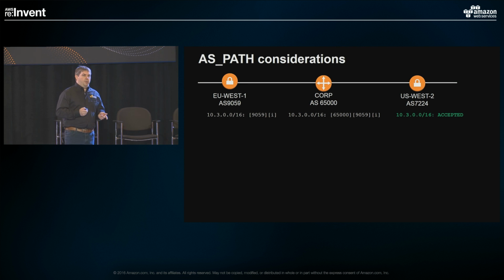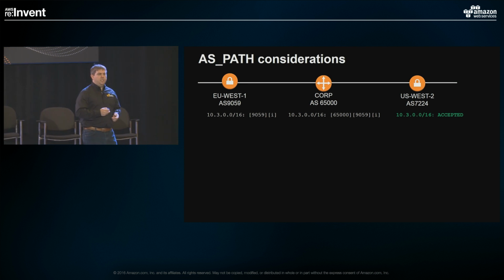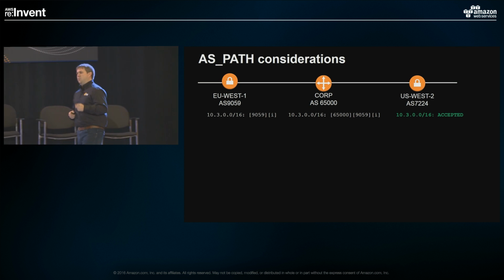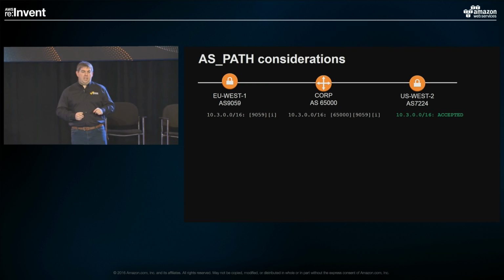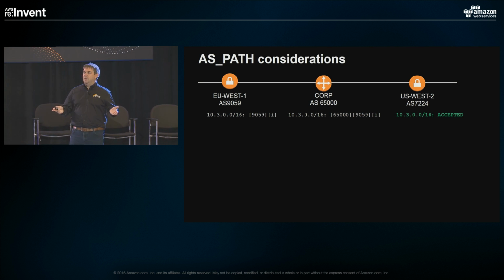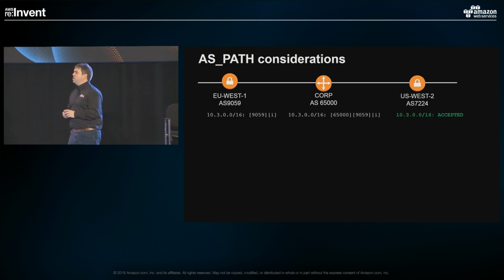Let's take another scenario using that same environment. This time we've got EU West 1 in Ireland wanting to be able to send traffic to US West 2. Well, in this case, EU West 1 is using a different AS number, 9059. So if we look at this path here in the middle, we can see 65,000, 9059, everything's good. We announce that to US West 2, which is 7224. It's accepted, no problem. There's no routing loop as far as BGP is concerned.